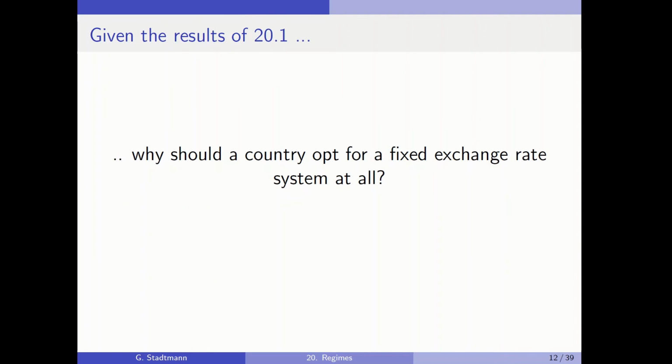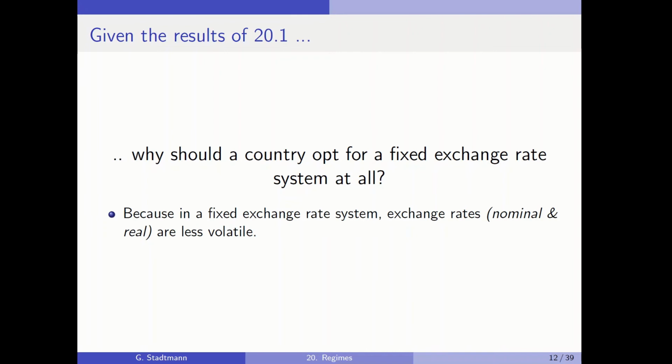But now we can already answer the question, why does a country opt for a fixed exchange rate system in the first place? Because in a fixed exchange rate system, the nominal and the real exchange rates are less volatile compared to a floating exchange rate system. So in a floating exchange rate system, the exchange rate might be quite volatile, and this of course also affects international trade. So exports and imports are affected by exchange rate changes, and if the nominal and real exchange rates are very volatile, this might affect the real economy.